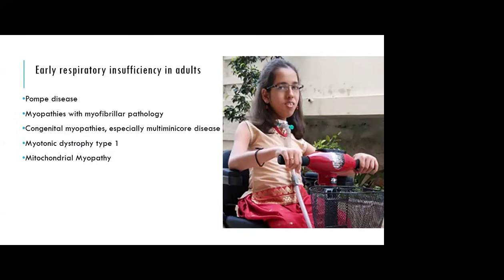this is the first diagnosed. This picture is of the first person who was diagnosed with Pompe's disease in India, who recently died. Then Pompe's disease, myopathies with myofibrillar pathology have early respiratory insufficiency, congenital myopathies, especially multiminicore disease. Then myotonic dystrophy type 1 can also have early respiratory involvement, and mitochondrial myopathies.